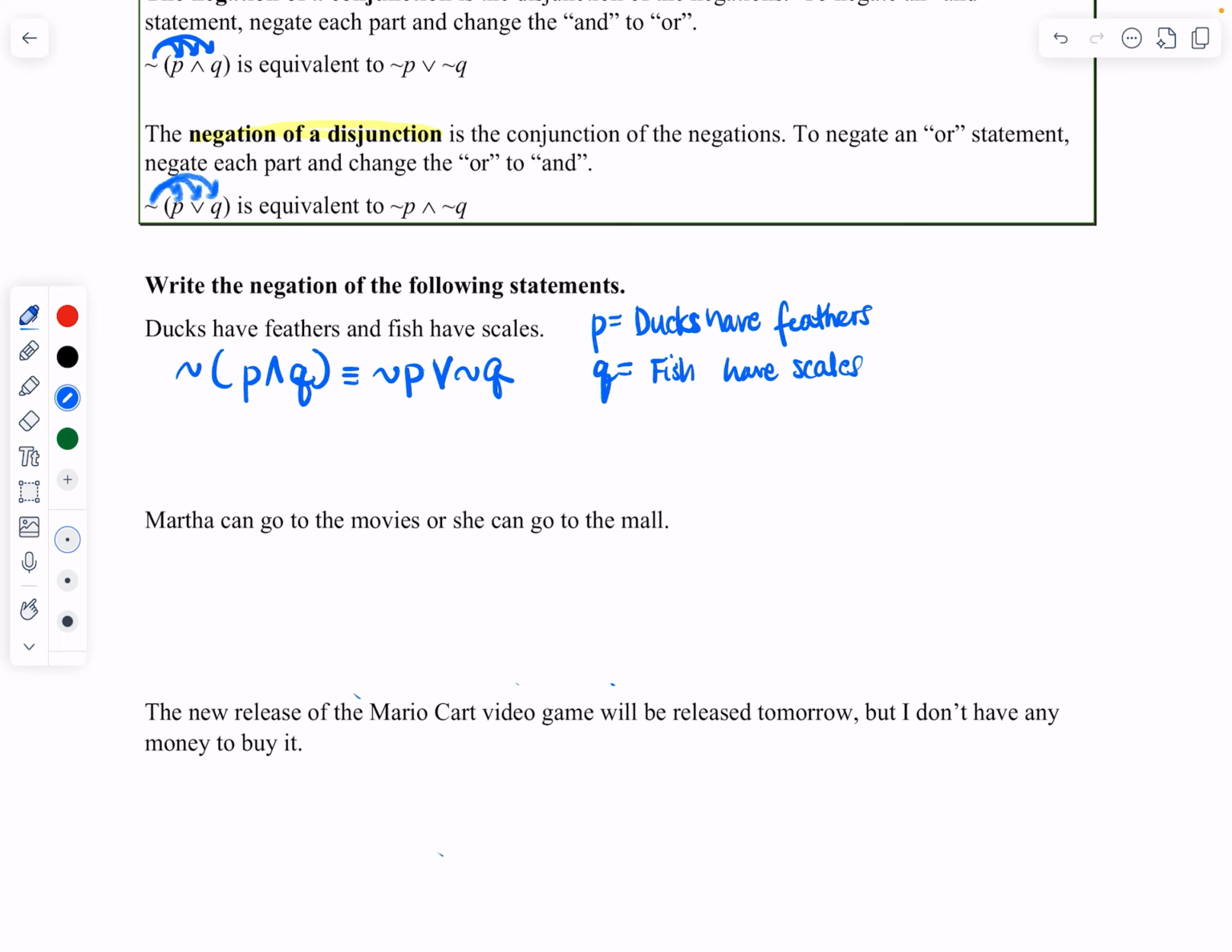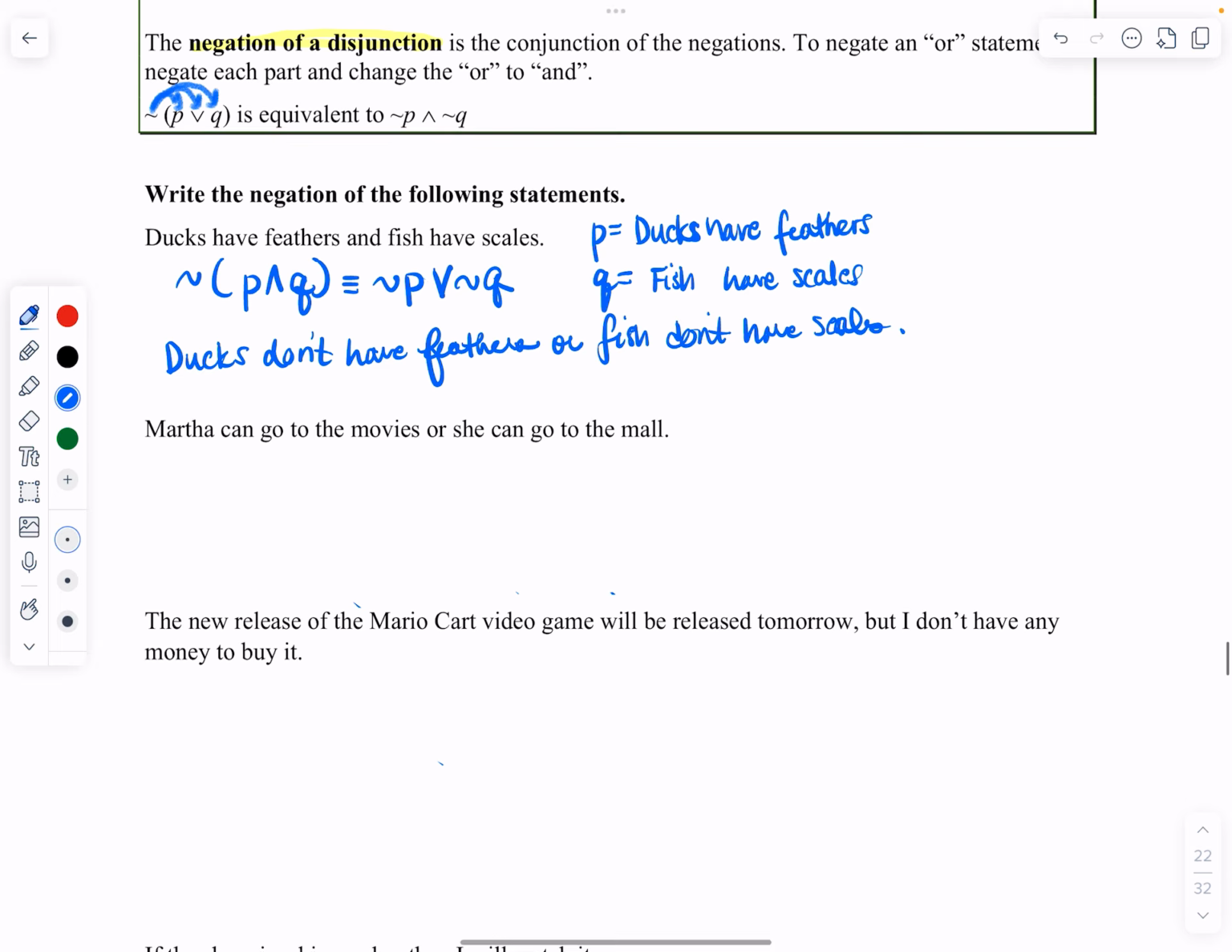So I'm going to write: ducks don't have feathers, and then instead of writing and, I write or: fish don't have scales. Okay, done. All right, next one.